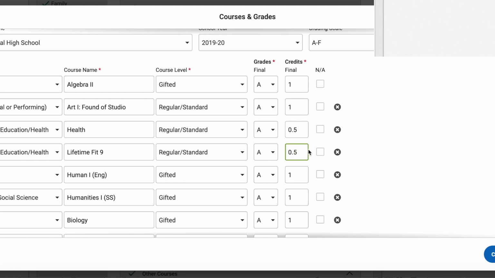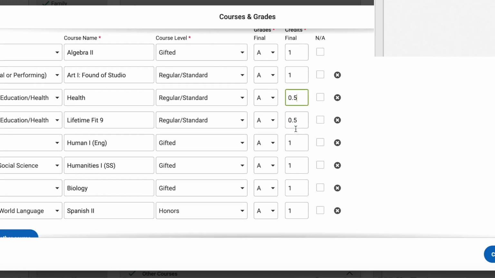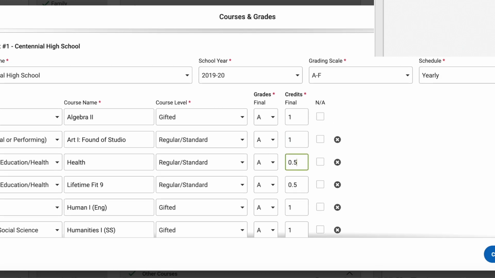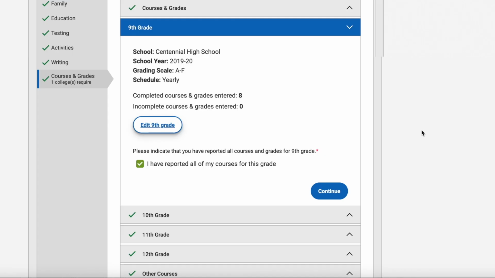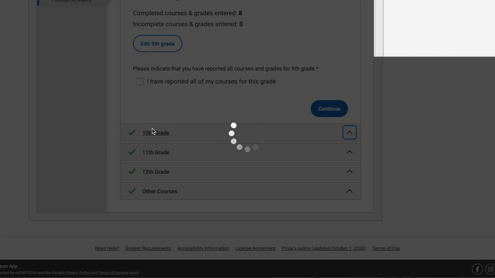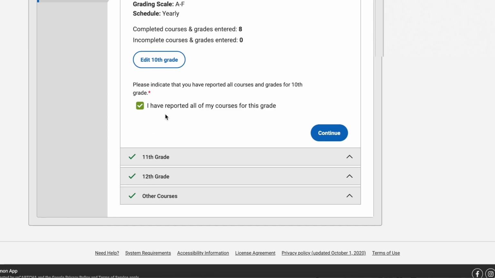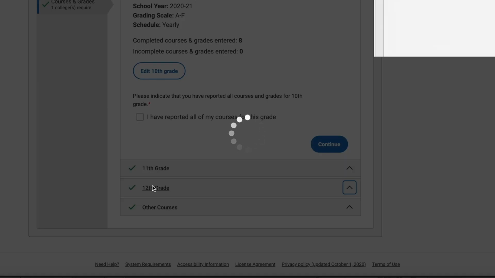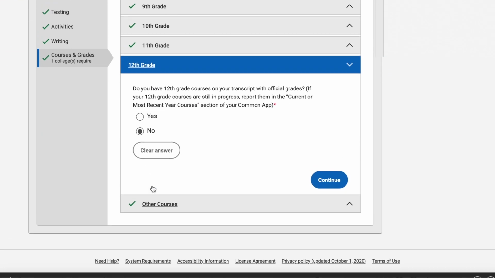I don't know how many other systems there would be for credits. Just to be sure, check with your school, but this is how most schools do it. If you took a course for an entire year or 2 semesters, it would be 1, if only for 1 semester, 0.5. Like that, right? And then you just keep adding until you are done. And then just the same thing for 10th grade. And obviously you're going to say I've reported all my courses and such. And then here, 12th grade.